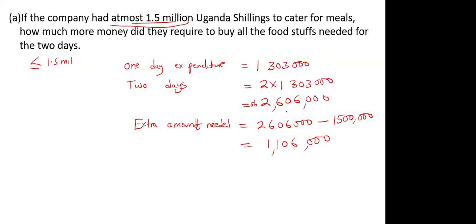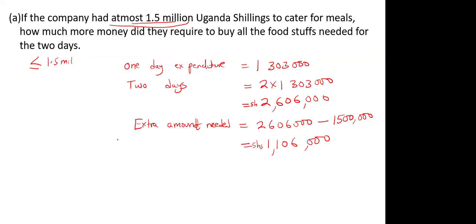Yes, can someone give us a good conclusion? You can raise up the hand and give us a good conclusion. Anyone to give us a conclusion here? How are we going to conclude? Hi, Jemima. Jemima, conclude for us. Good morning, teacher. Good morning. Yes, as my answer, the company will require almost 1,106,000 shillings. Okay, thank you, Jemima. That is good.